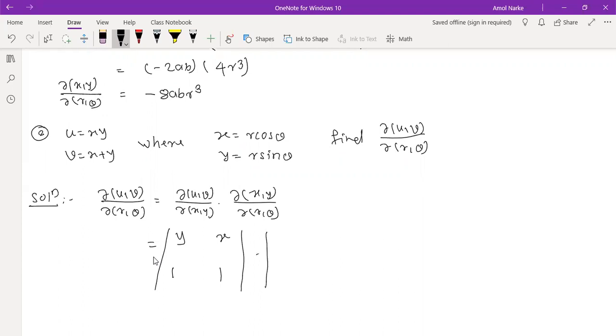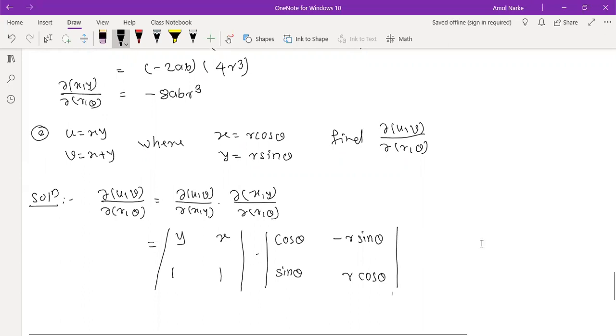Into, now, x with respect to r: cos theta, only cos theta. Now x with respect to theta: minus r sin theta. Next, y with respect to r: sin theta. And y with respect to theta: r cos theta.